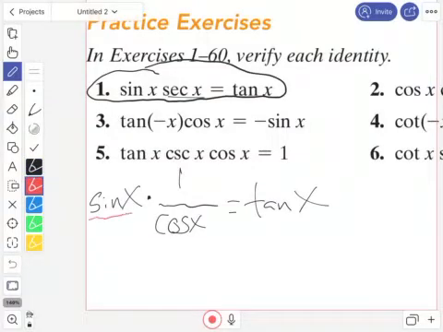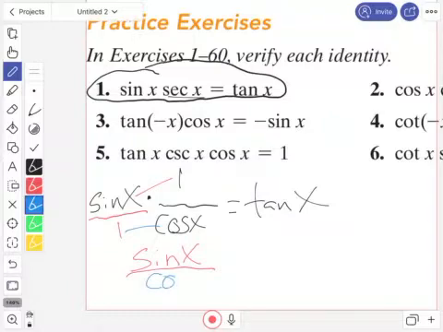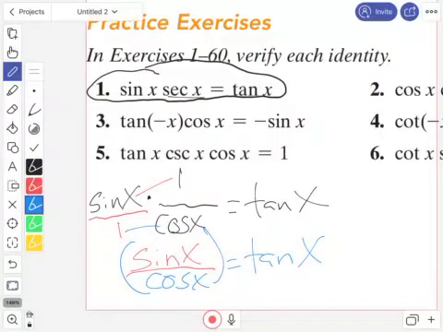Well, we know that sine of x is multiplying with 1 over cosine of x. So if we multiply across, 1 times sine of x is just sine of x. And for our denominator, 1 times cosine of x is just cosine of x. And based off of the identities that we saw, we know sine of x over cosine of x can be rewritten to tangent of x. So we can claim now that tangent of x equals tangent of x. And we're done.